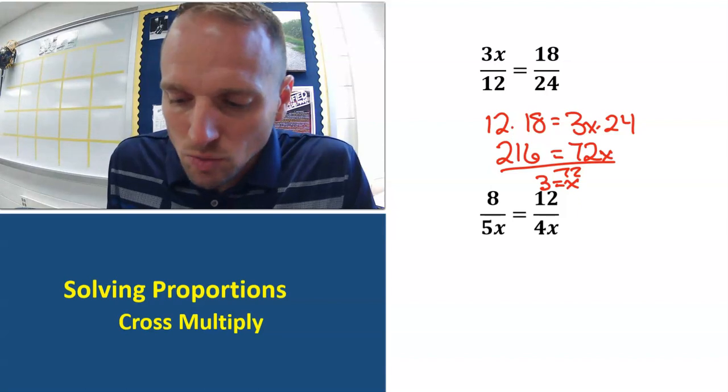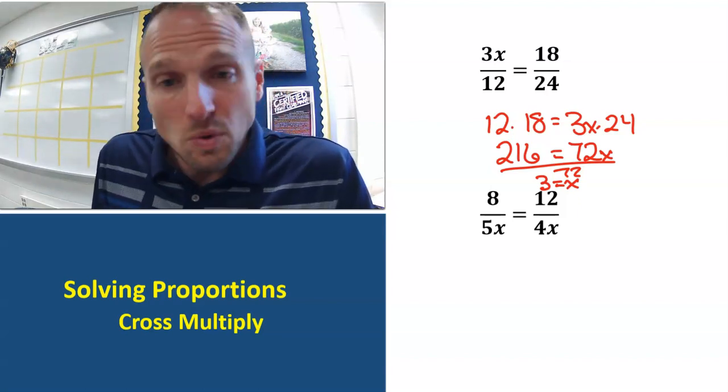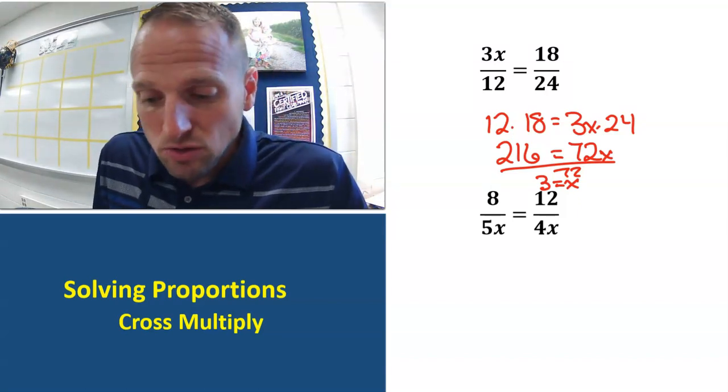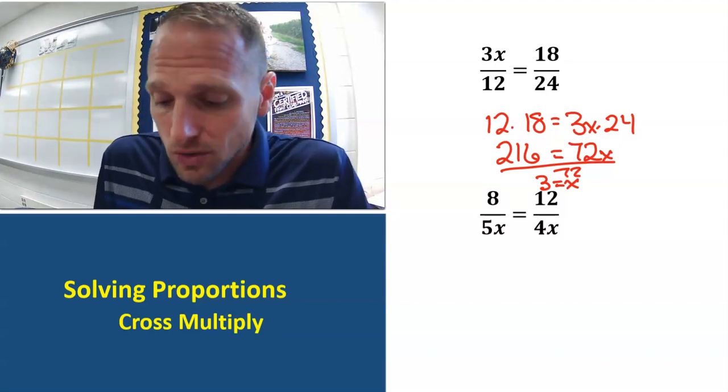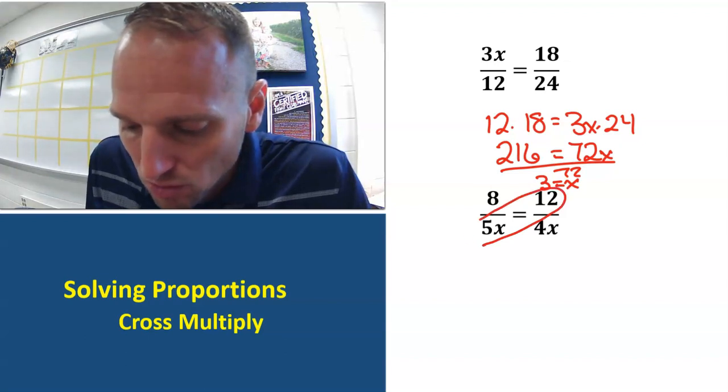Let's look at this next one. Once again, ooh, this one is harder because this time we've got 2 x's in there. But it's a proportion, 2 fractions that are equal. The rules stay the same. All we have to do is cross multiply.